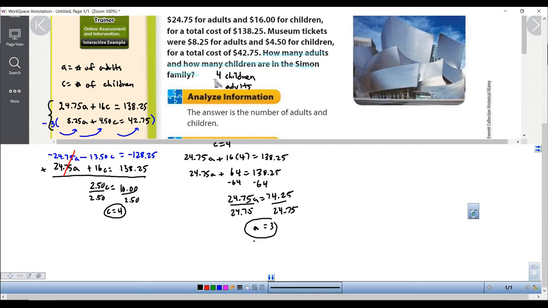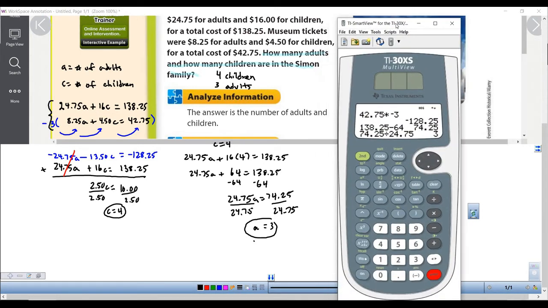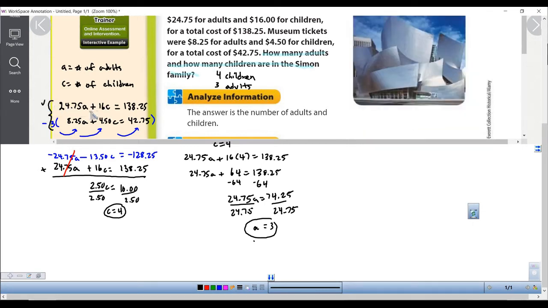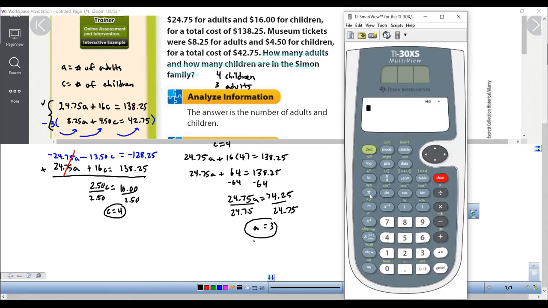All right, so what do good math students and good math teachers do when they get an answer? If at all possible, they check their answer, right? So we use this top equation to get the answer. So I'm going to use this bottom equation to check the answer. So I'm going to say, okay, remember at the museum, it was $8.25 per adult, and I am now saying how many adults are there? There's 3.